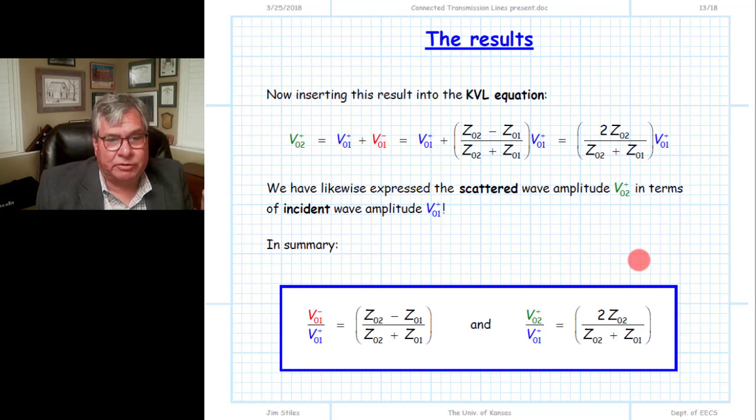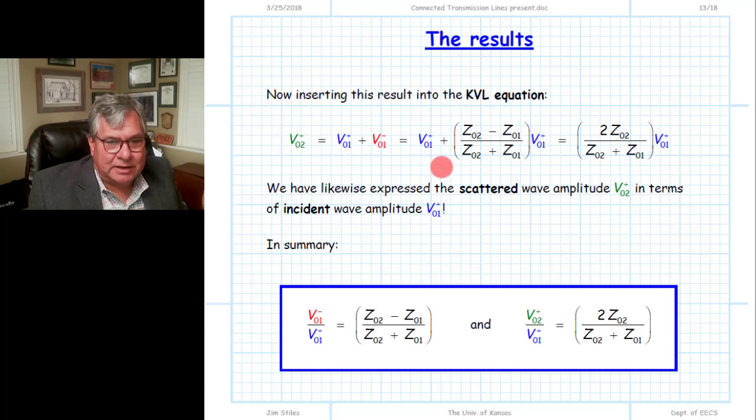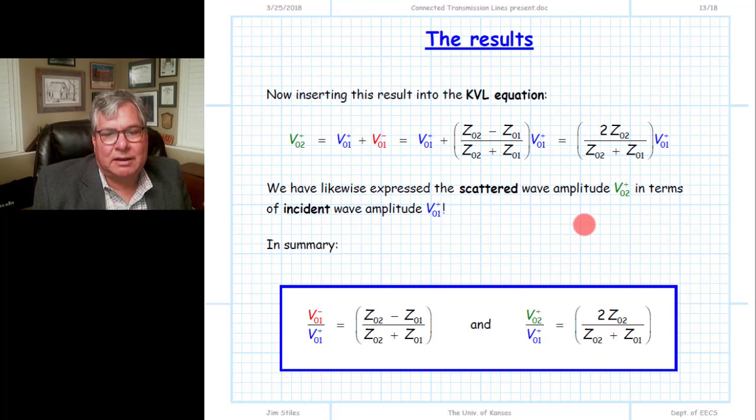Now that we have an expression for V01 minus, we can insert that into our KVL equation, and now we have a relationship between the unknown wave amplitude V02 plus, again the wave that's propagating away from the interface in the direction of increasing z on the right side of our circuit, in terms of the source, the incident wave V01 plus. And so we can conclude, when we put both of these results together, that the ratio of V01 minus to V01 plus is equal to this, and the ratio of V02 plus to V01 plus is equal to this. And this is typically how we describe our results.